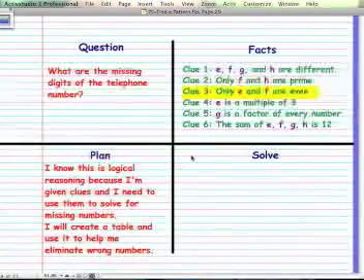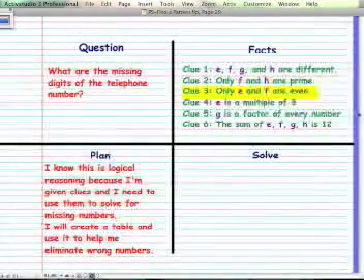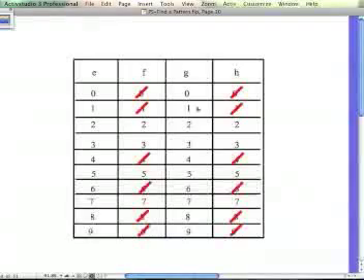Clue number 3 says that only E and F are even. So let's go back to our table and take a look at columns E and F. If we know that they're even, that means we can cross off all of the odd numbers in both of those columns. Ooh, take a look under column F. We only have one number left, number 2. I'm going to go ahead and circle that number 2 because we know that has to be the digit for that place in the phone number.